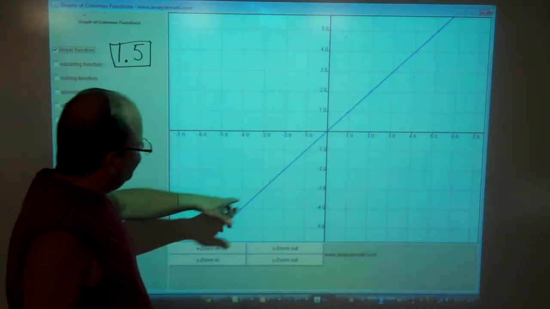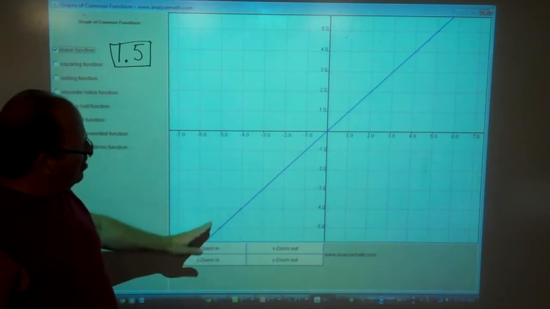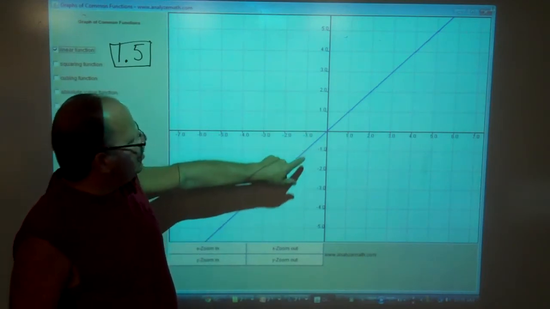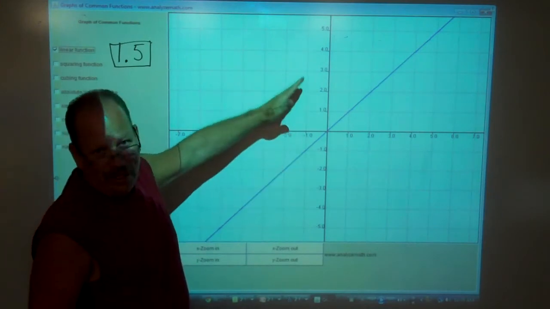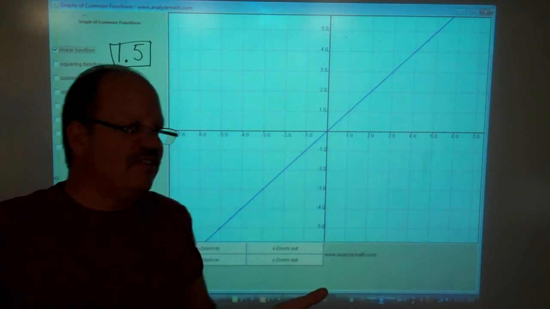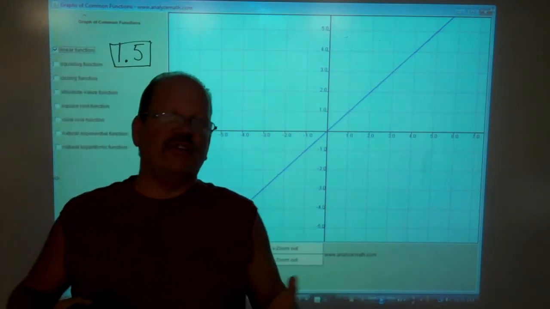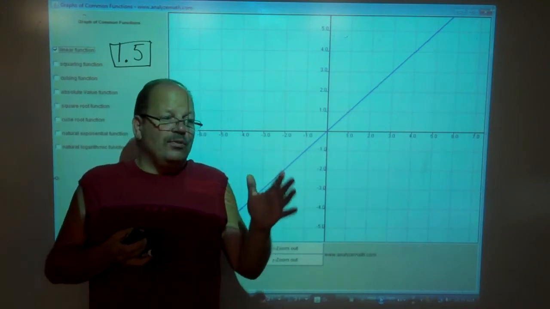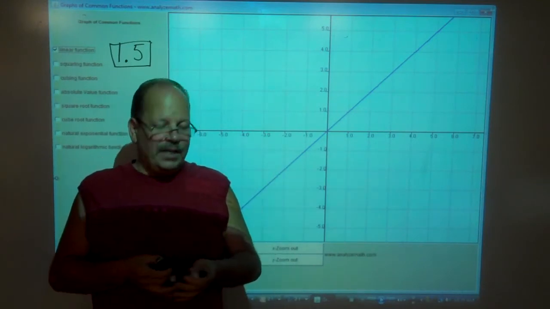And we know that if it's linear, that means it's going to be a line. And every linear equation is going to look like a line. So again with functions it's no different. Every linear function is simply going to be a function whose graph is the graph of a line.